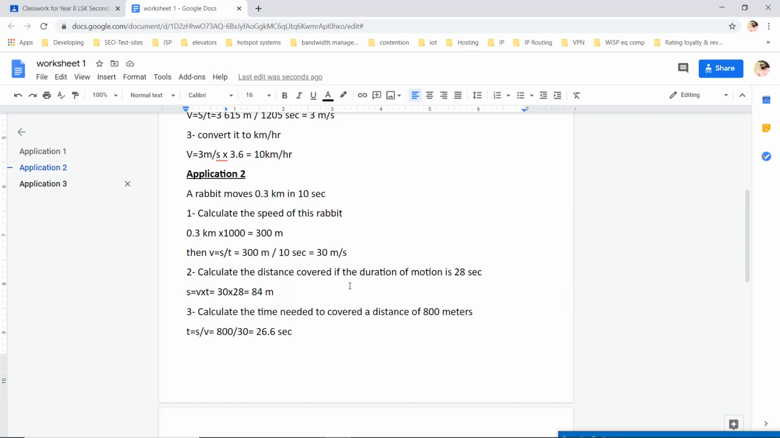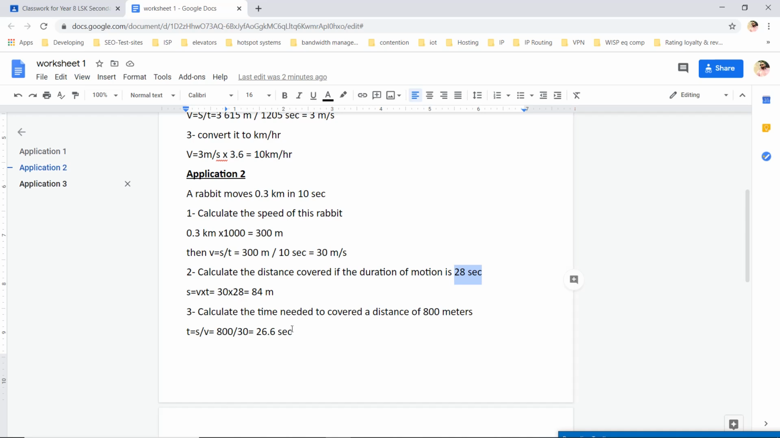What is the value of V? I already calculated it before. So I use part 1 to get the result of part 2. In part 1, what is the value of the speed? I already calculated it, so I get it from here. It's 30. What is the value of t? It's given in the question. It's 28. So 30 times 28 is equal to 840. And don't forget the unit is meter.